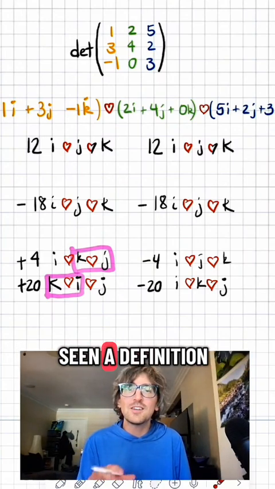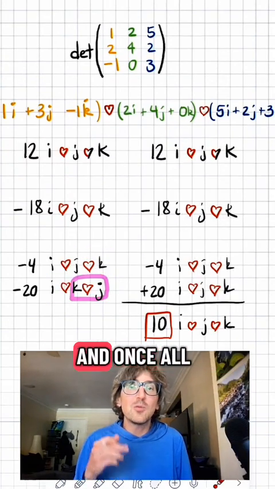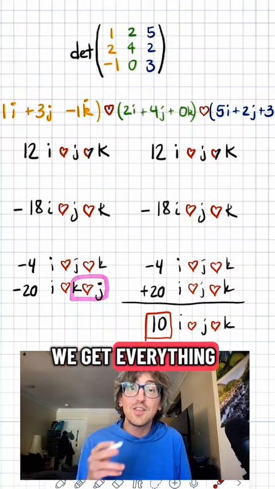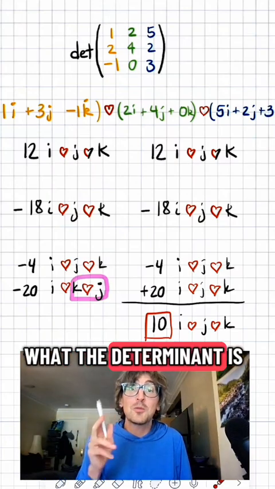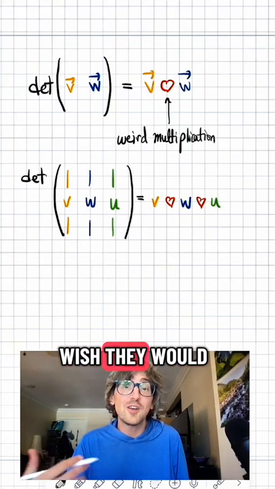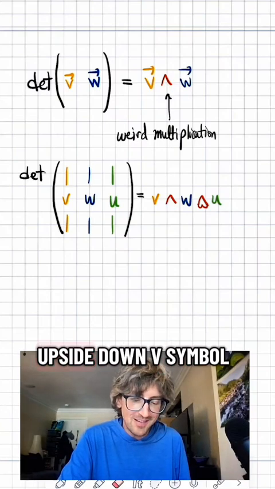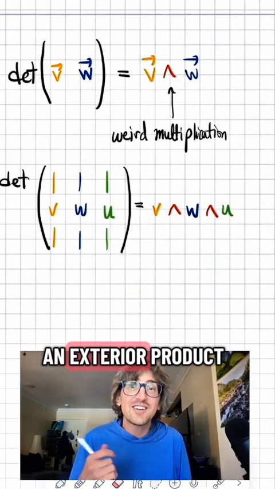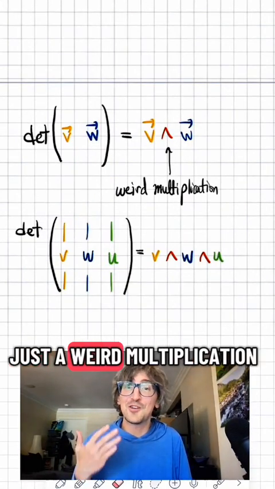If you've ever seen a definition that used the word permutation, that's really what's going on. Once all the dust settles, we get everything in the term ijk and the number 10, and that's exactly what the determinant is. Do mathematicians really use the heart symbol? No, but I wish they would. But actually what they use is pretty close to a heart. They use this upside down V symbol, and it's called an exterior product. And so now you know why a determinant is just a weird multiplication.